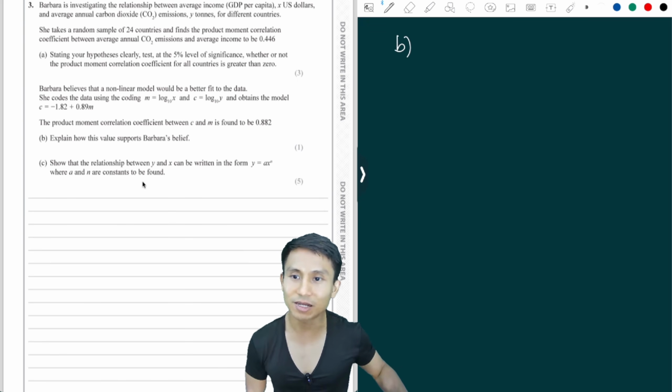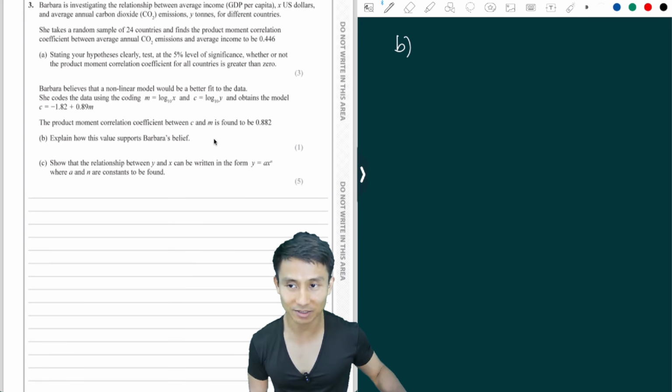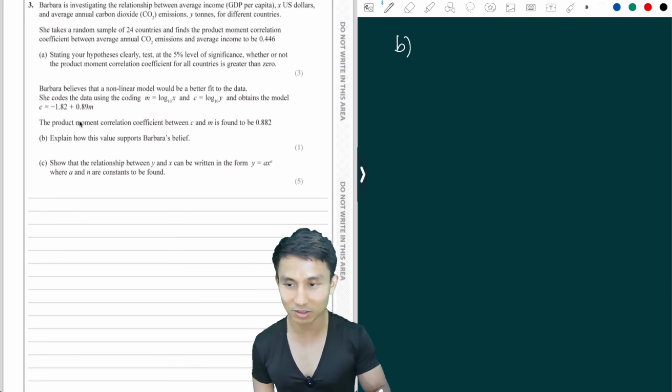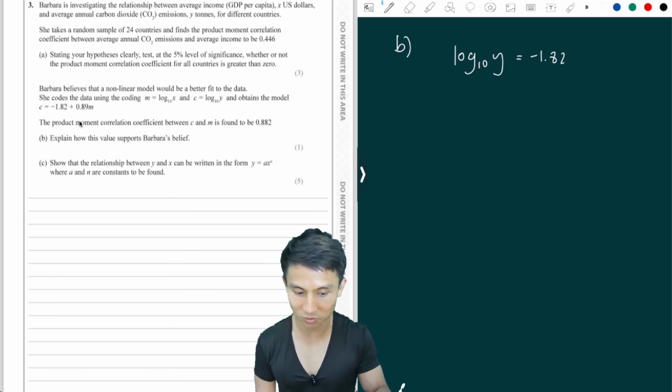Well, she believes that the nonlinear model would be a better fit. Okay, and so if you look at this equation here, if you just put log base 10 of x and log base 10 of y back into that equation, what do we have? We have log base 10 of y equals minus 1.82 plus 0.89 times log base 10 of x, right?